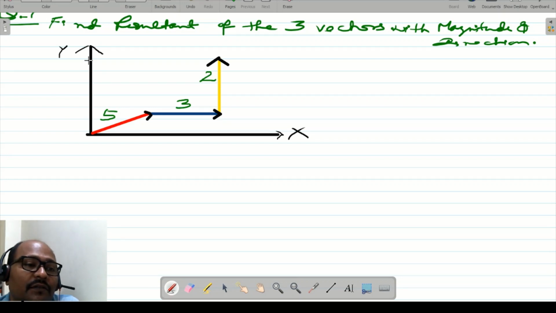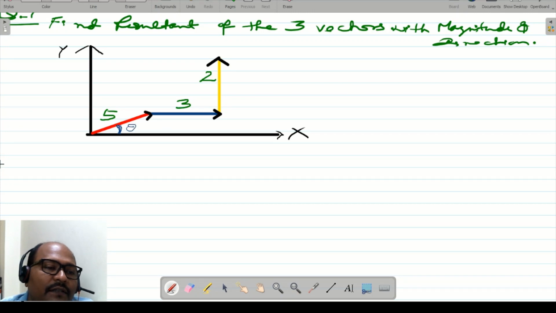Here we have three vectors given. We have to find the resultant of these: 5, 3, and 2. I just marked them in different colors so that we will be able to solve it very clearly. Okay, so first of all, students, we need to understand the component. Suppose this vector of magnitude 5 is making an angle of theta.